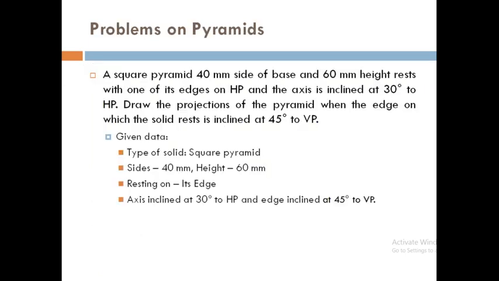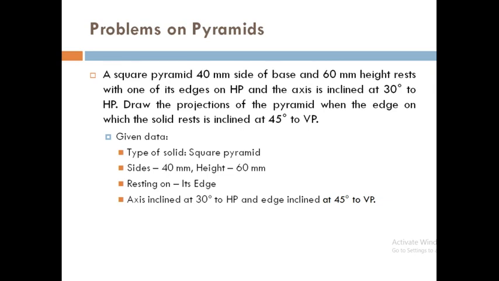Now let us take a problem on a pyramid. I'm going to solve a square pyramid problem. A square pyramid, 40 mm side of base and 60 mm height, rests with one of its edges on HP, and the axis is inclined at 30 degrees to HP. Draw the projections of the pyramid when the edge on which the solid rests is inclined at 45 degrees to VP.